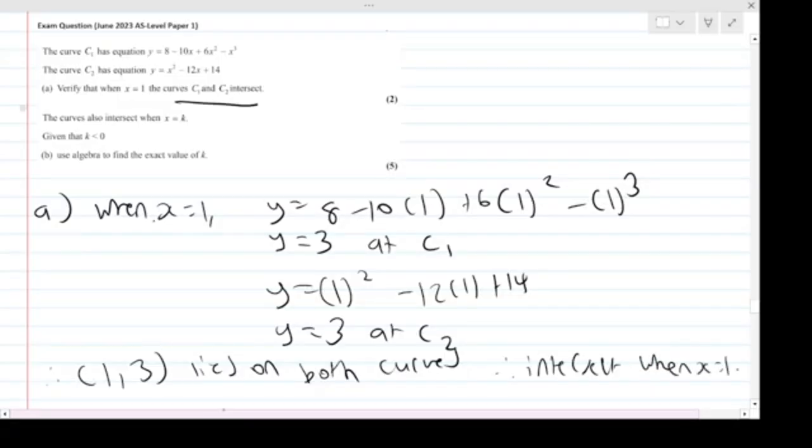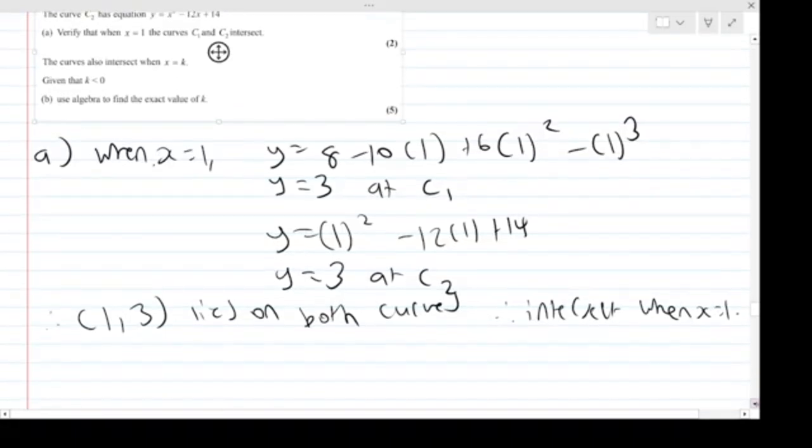If it ever tells you to verify something like this, literally all that means is check that it is indeed correct. So substitute it in, and then the equation should make sense, right? So there we are then. So they intersect because the y and the x values are the same.